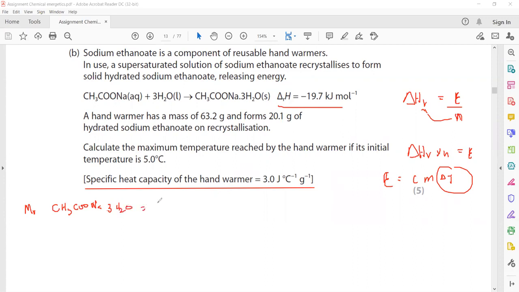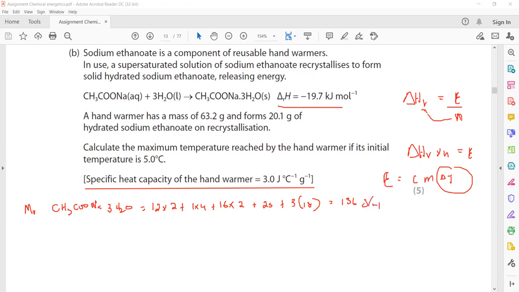So carbon is 12 multiplied by 2, because H is there, hydrogen 1 multiplied by 4, plus oxygen 16 multiplied by 2, plus sodium is there, 23, and plus the 3 water molecules, each water molecule is 18, so this will be 3 multiplied by 18. The sum will come out as 136 grams per mole, or each mole will have this much mass.